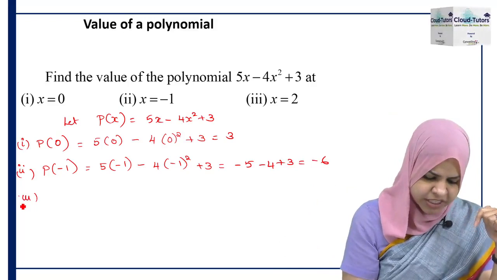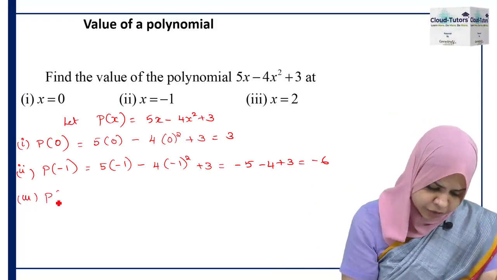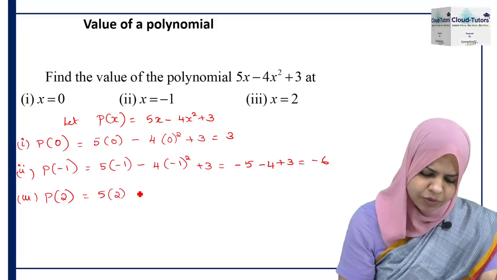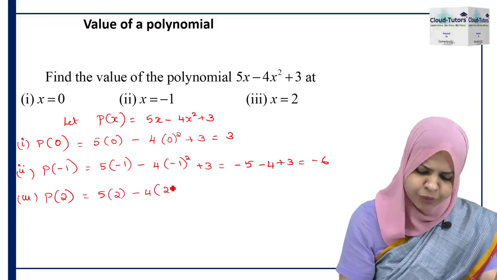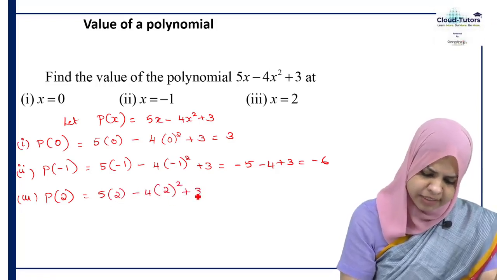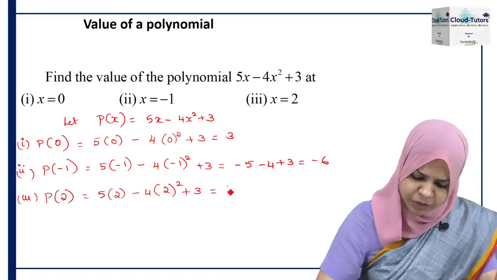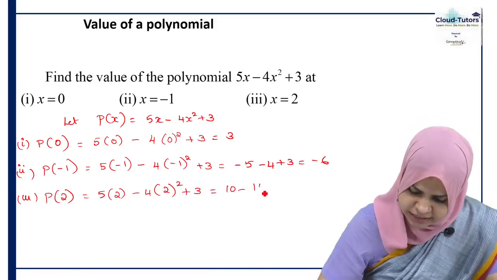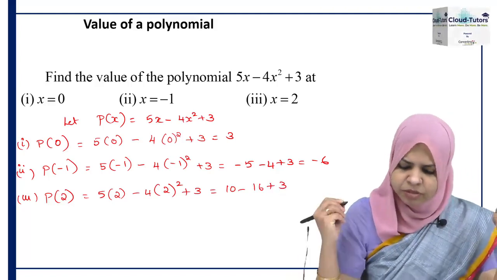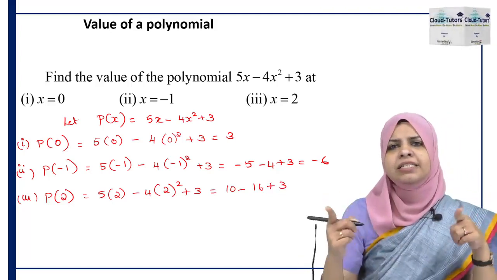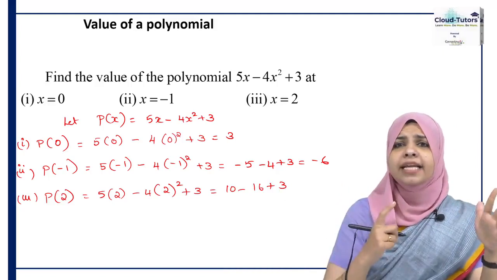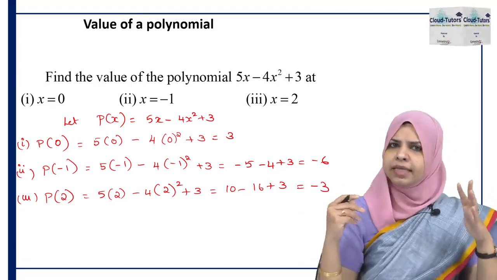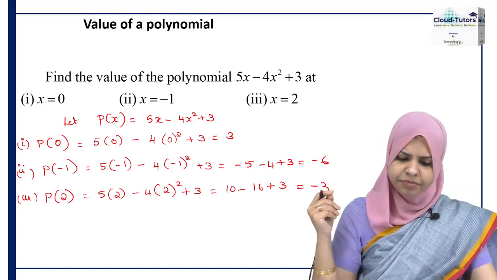Now third question, x equal to 2. So what is P of 2? 5 into 2 minus 4 into 2 square plus 3. So what will it be? 5 2s are 10 and 2 square is 4. 4 4s are 16 plus 3. So what will it be? 10 minus 16 is minus 6. Minus 6 plus 3 is minus 3. Yes? So let's see the next.